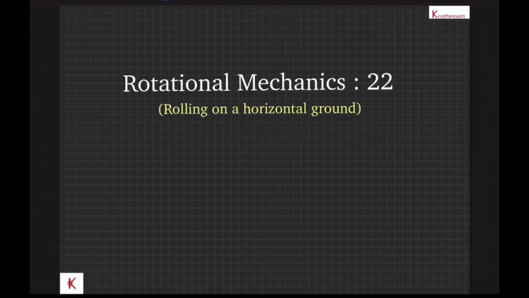We are going to talk about rolling on a horizontal ground. Since rolling motion with fixed direction of angular velocity is a kind of general plane motion, all the concepts and results of general plane motion are useful in the rolling motion, which are as follows.